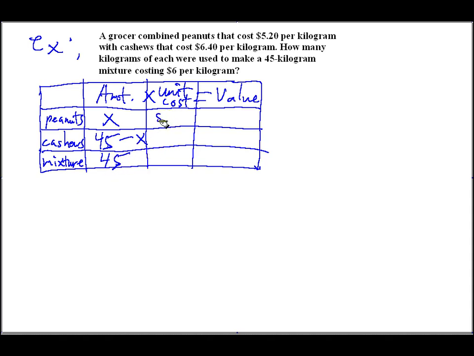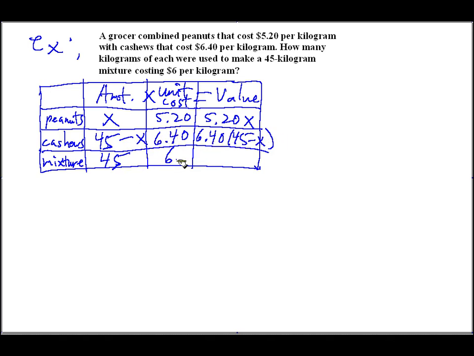So peanuts cost what? $5.20 per kilogram, $5.20. And cashews cost what? $6.40 per kilogram, a little more expensive for the cashews. And the mixture is going to cost what? Well, $6 per kilogram. A 45-kilogram mixture costing $6 per kilogram, so $6. All right. Then multiply the 2 columns to get the last column. So 5.20 times x is going to be 5.2x. And 6.40 times 45 minus x. Just multiply these two together.